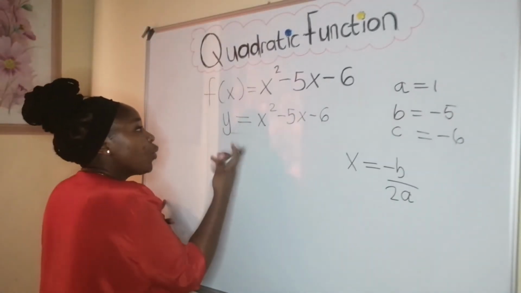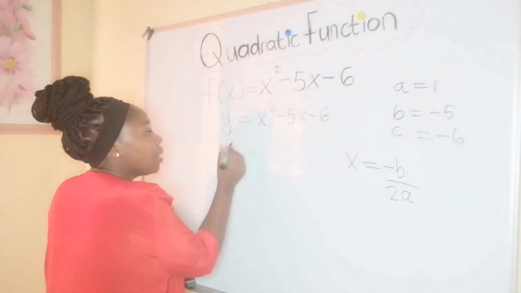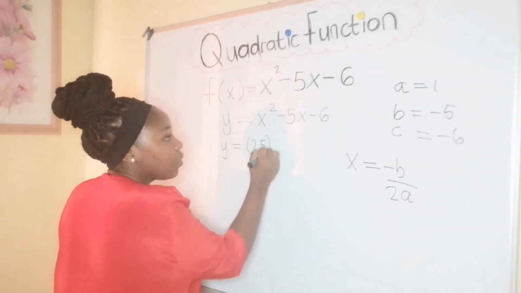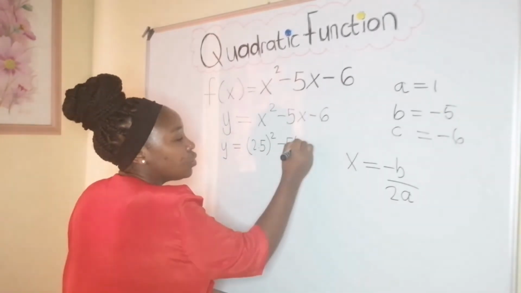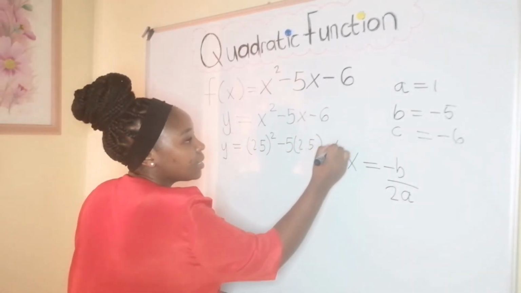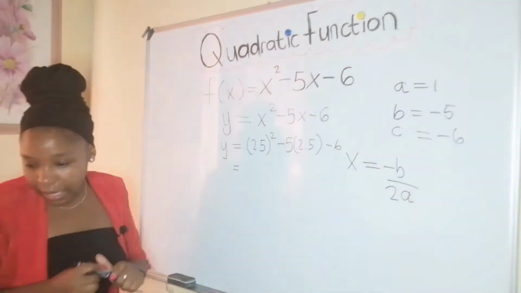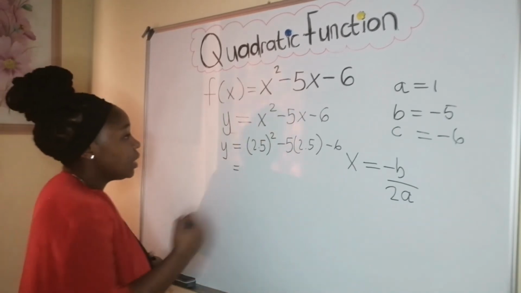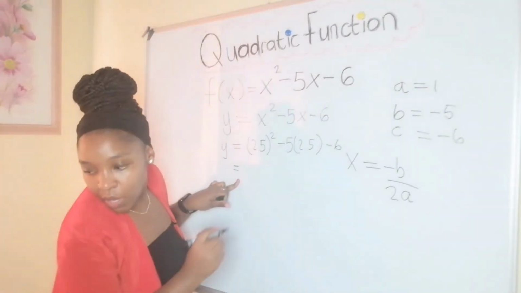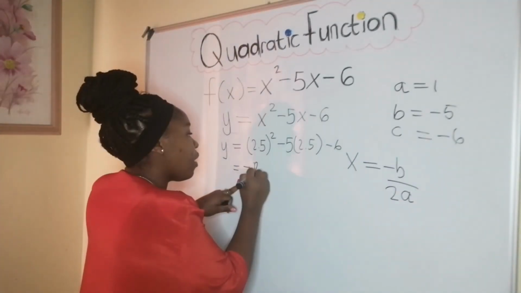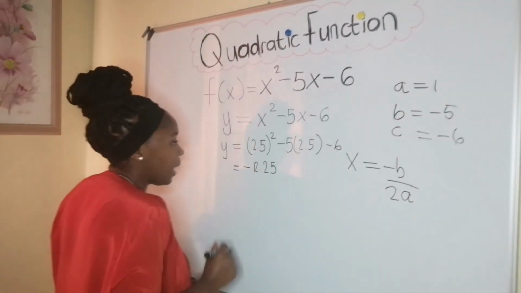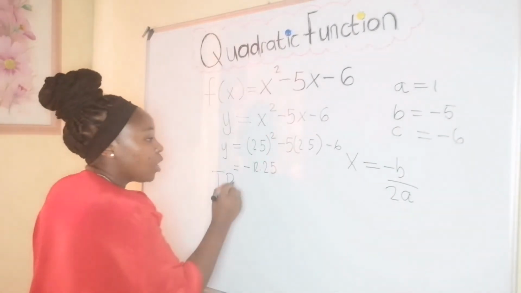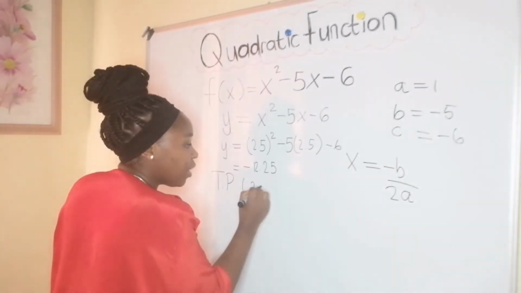Okay, so we said that your x is equal to 2.5, right? So you're going to just substitute that: 2.5 all squared minus 5 times 2.5 minus 6. Okay, punch that into your calculator, and you'll find that you get a y value that is equal to negative 12.25.